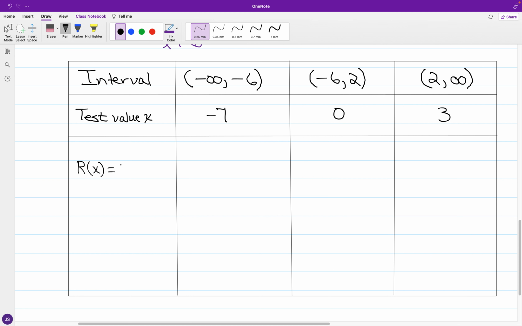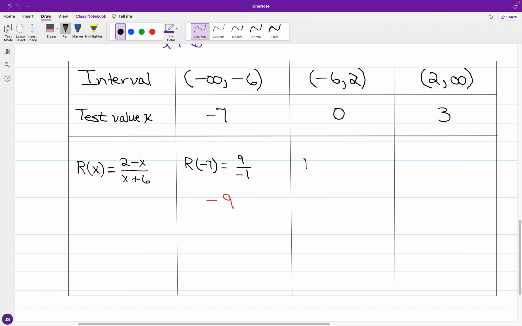Again, we have r of x. So again, we have 2 minus x all over x plus 6. So for r of -7, you got like 2 minus -7, so that'll be a +9. -7 plus 6 is -1. And 9 over -1, that is -9.